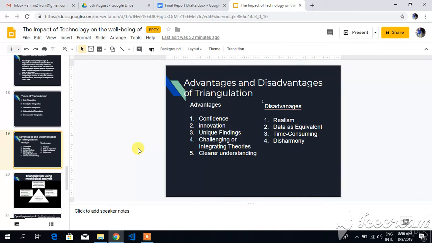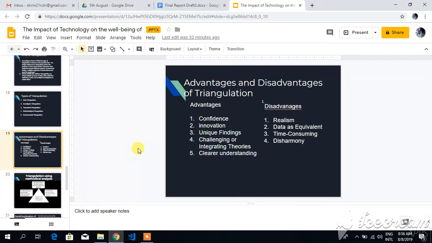Also, as I said, due to triangulation, since we are comparing both the sets of data, this gives a clearer understanding of the whole research report and also helps in easily finding and going to a result.